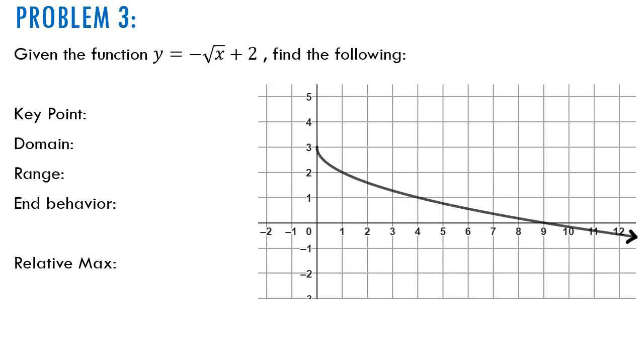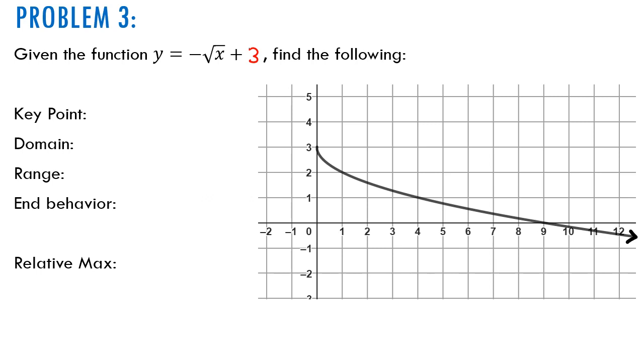It says given the function negative square root of x plus 2. I apologize, the equation has a typo in it. That's not plus 2. It's plus 3.